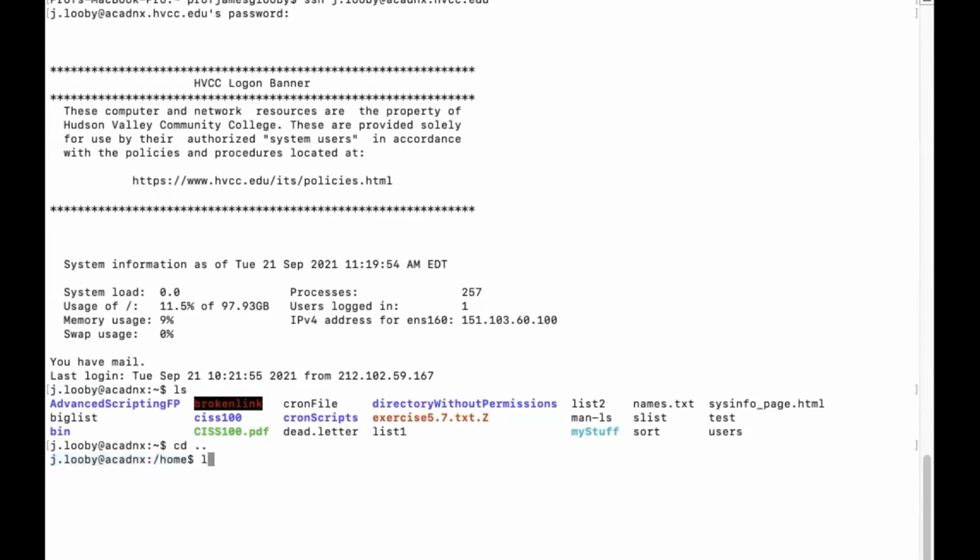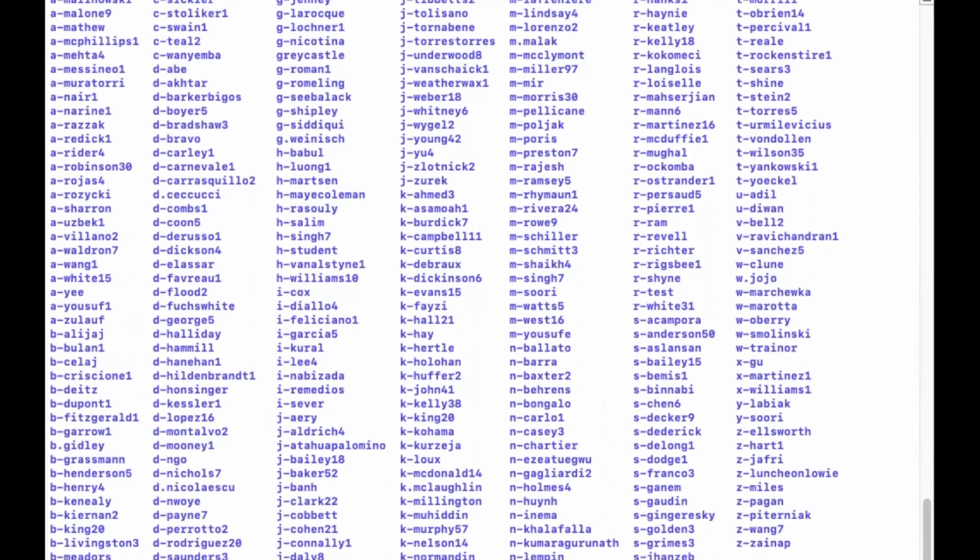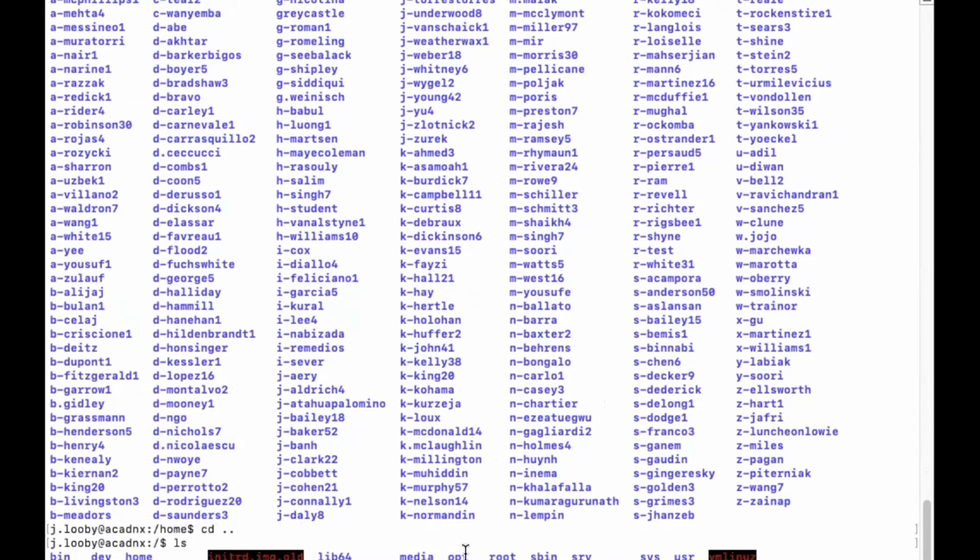I can do an ls, and I see every CISS 100 student. I'll go up again, cd space dot dot, ls. And now take a look at this: bin for binaries, dev, home, etc., as well as some other things. Okay, user. So we see that. And I'll jump back now to my Google Chrome here.